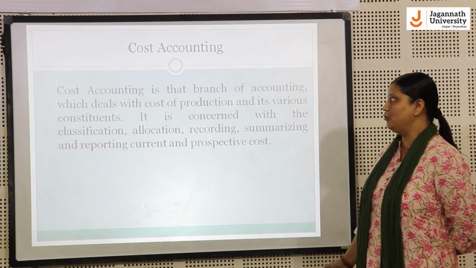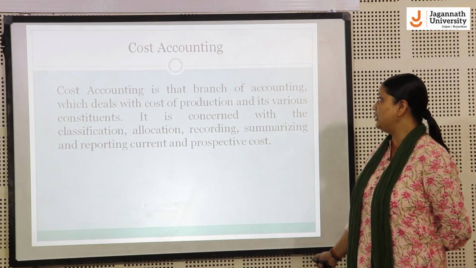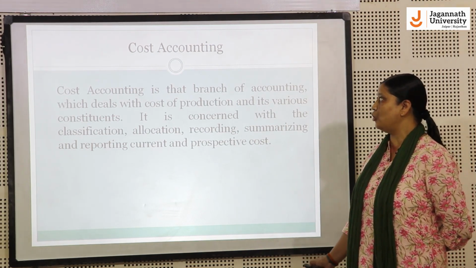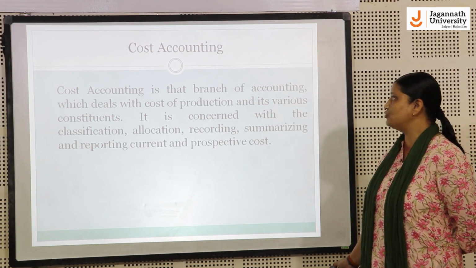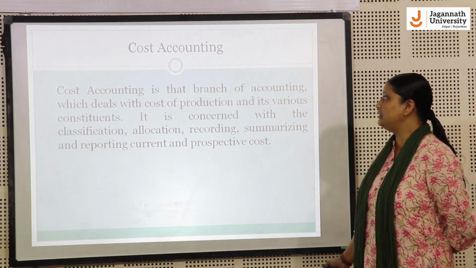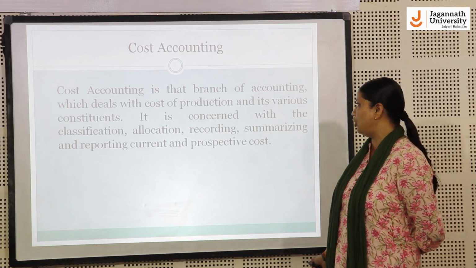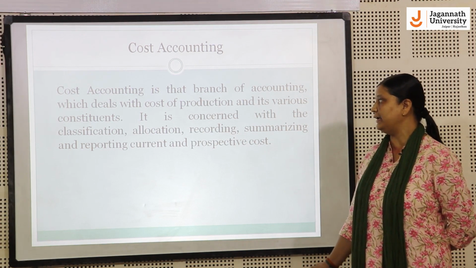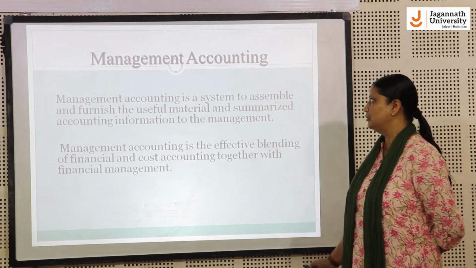Second branch is cost accounting, which is the branch of accounting which deals with the cost of production and its various constituents. It is concerned with the classification, allocation, recording, summarizing and reporting current and the prospective cost.